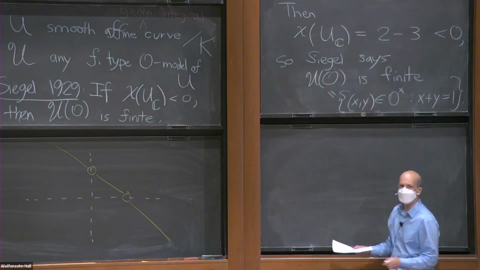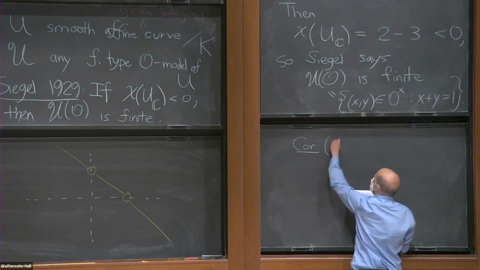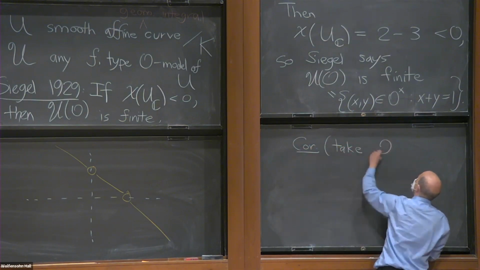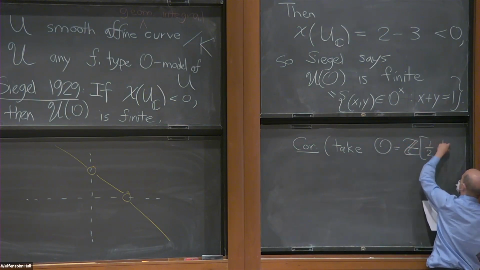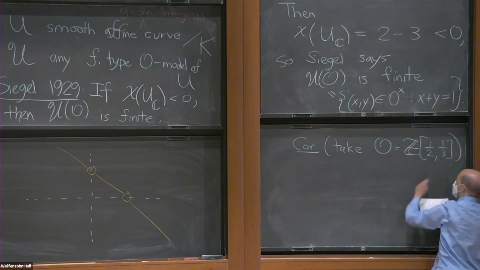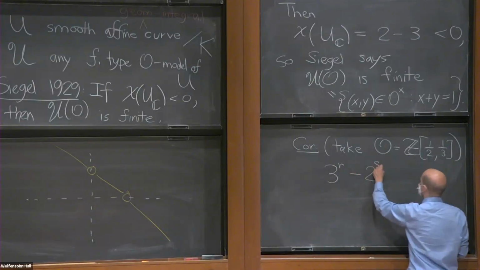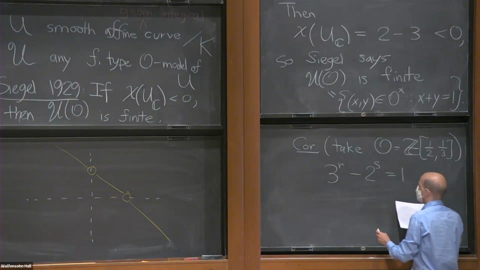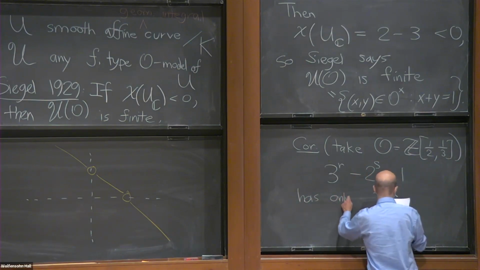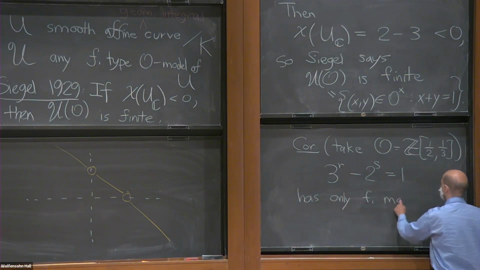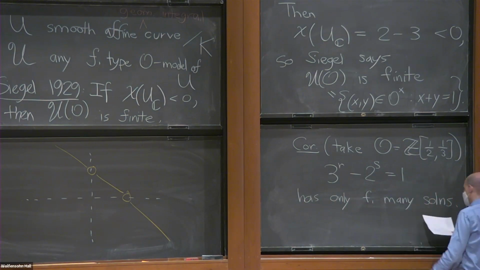Okay, so as an example of this, or corollary, we could take, for example, O to be the ring where you would join to the integers 1/2 and 1/3, and then it will imply things such as that if you take this Diophantine equation, then this has only finitely many solutions. Actually, this is maybe not such a great example because you could do this one by elementary means as well. But anyway, just to give you an idea.